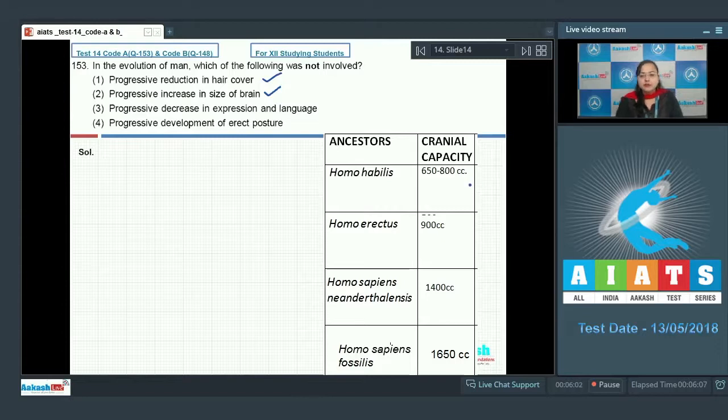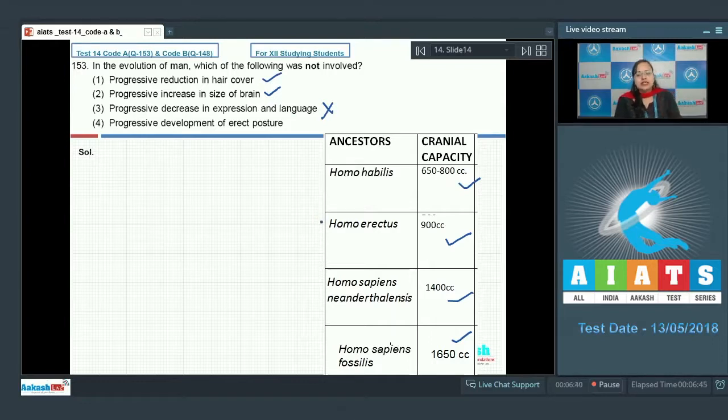As you can see here in the table also, Homo habilis had a cranial capacity of about 650 to 800 cc. Homo erectus had a cranial capacity of about 900 cc. Homo sapiens neanderthalensis had a cranial capacity of about 1400 cc. And Homo sapiens fossilis had a cranial capacity of about 1650 cc. So there is a gradual increase in cranial capacity. Option 3 is given, progressive decrease in expression and language. There was a progressive increase in expression and language, not a progressive decrease.